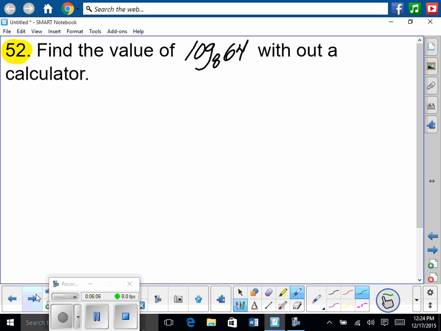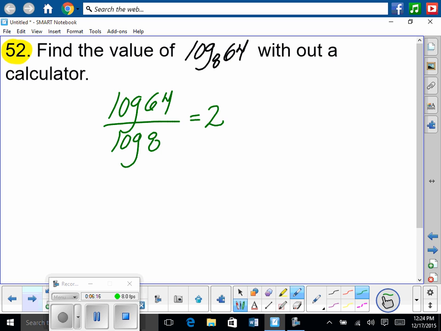Find the value of log base 8 of 64 without a calculator. If we were able to use our calculator, this is how I do it. Log of 64 divided by log of 8. You get 2. But you had to have a calculator to do it that way. So I'm going to now do it without a calculator.